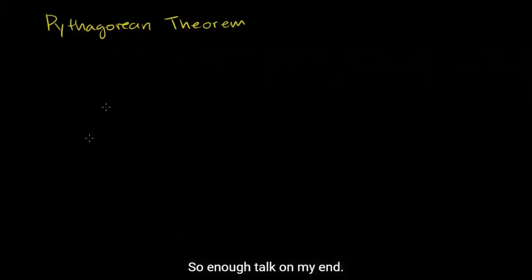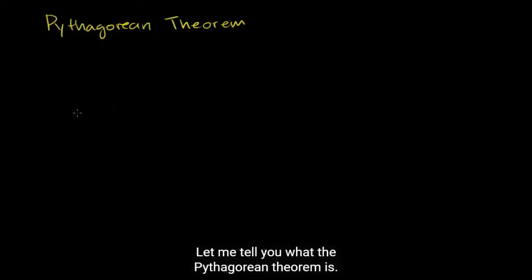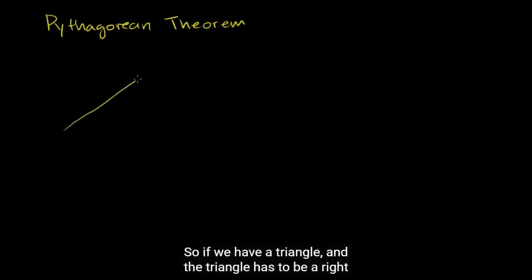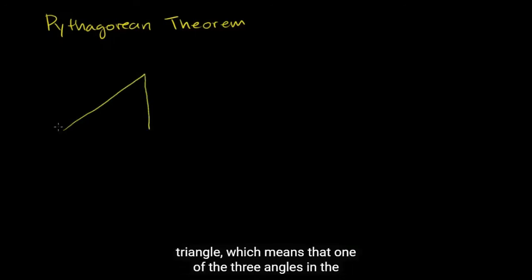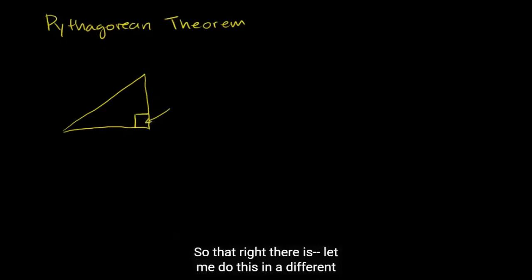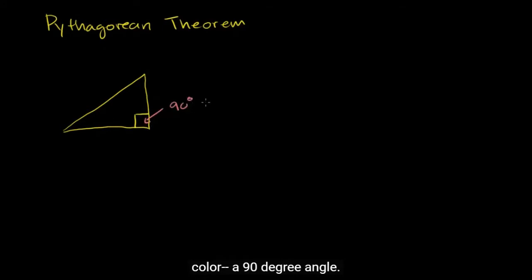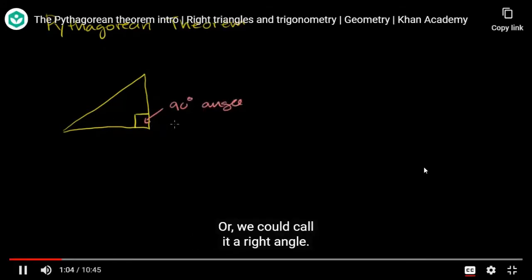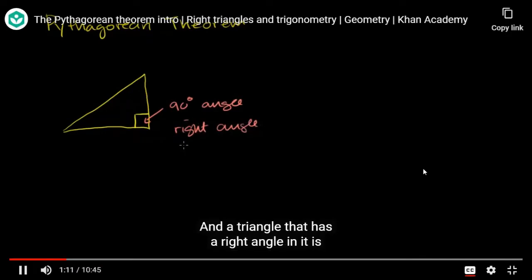So enough talk on my end. Let me tell you what the Pythagorean theorem is. If we have a triangle, the triangle has to be a right triangle, which means that one of the three angles in the triangle has to be 90 degrees. And you specify that it's 90 degrees by drawing that little box right there. That right there is a 90 degree angle, or we could call it a right angle.